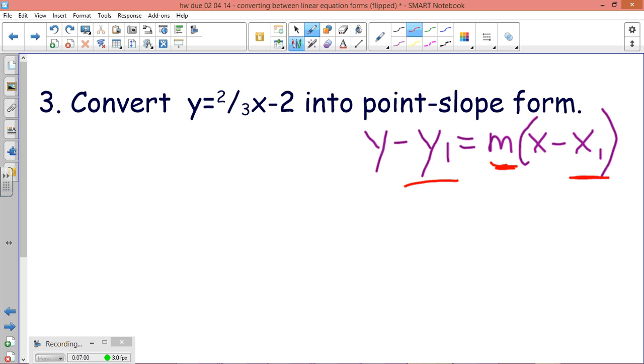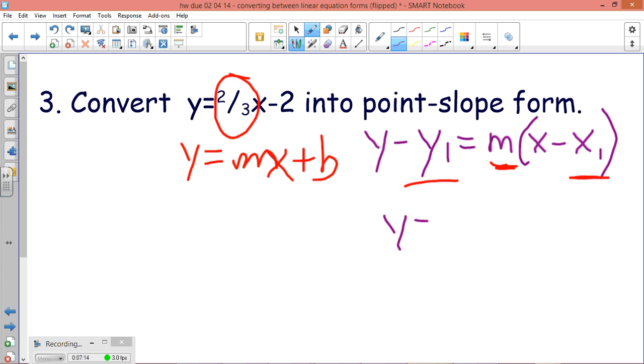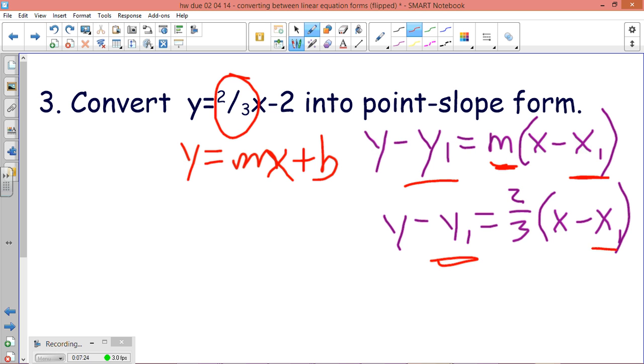So here's what I'm going to do. I'm going to say, well, what do you know? I already know my slope because this is y equals mx plus b, and so my slope must be 2/3. Okay, so then what I can do, I have y minus y1 equals 2/3 times x minus x1. And now all I need in order to complete this is I need to know a y1 and an x1. Where do I get that from?